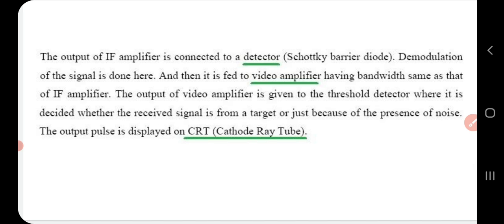Finally, the output of the IF amplifier is connected to a detector. The detector is nothing but a Schottky barrier diode. Here demodulation, that is retrieving the signal, is done, and later that retrieved signal is fed to the video amplifier having the same bandwidth as that of the IF amplifier. The output of the video amplifier is given to the decision stage, where it is decided whether the received signal is from a target or just from the presence of noise. The output is finally displayed on the CRT.